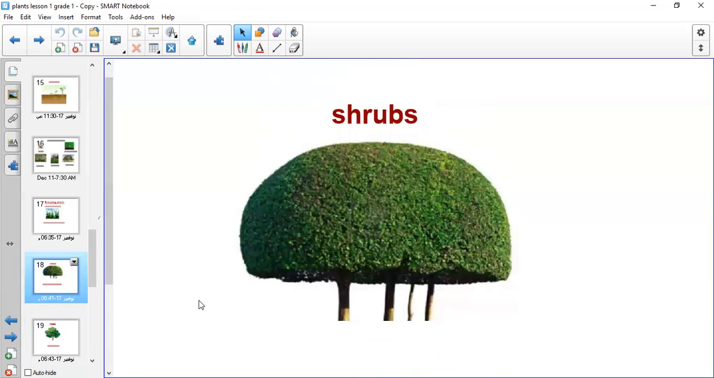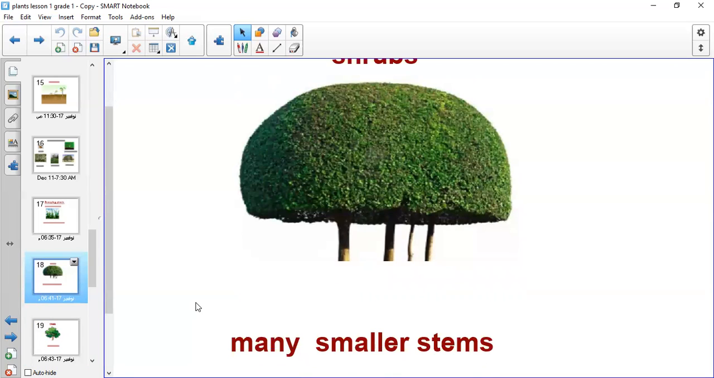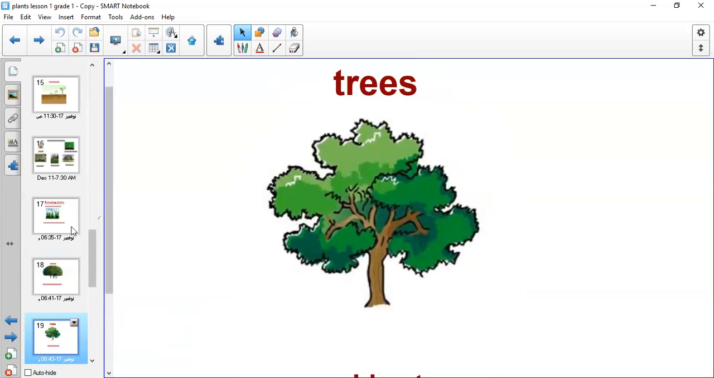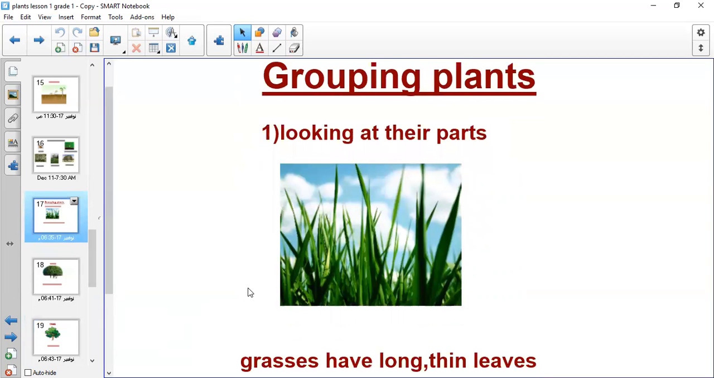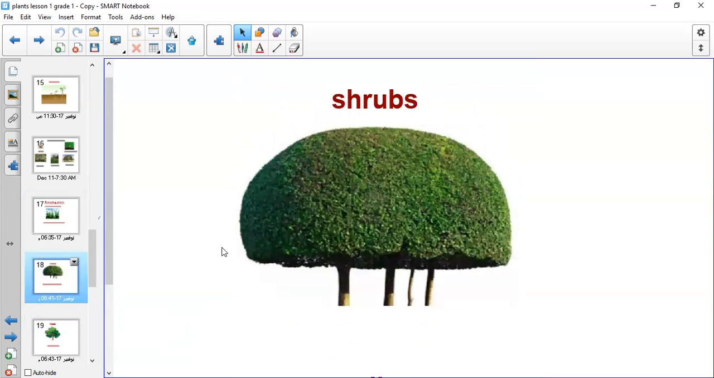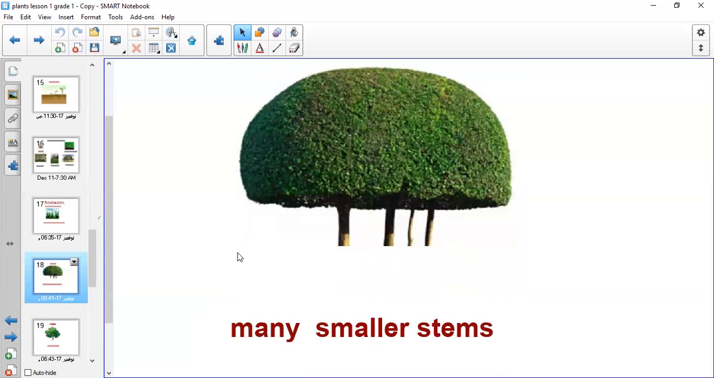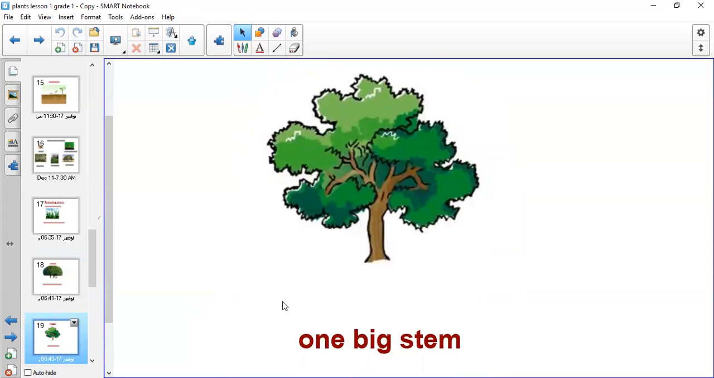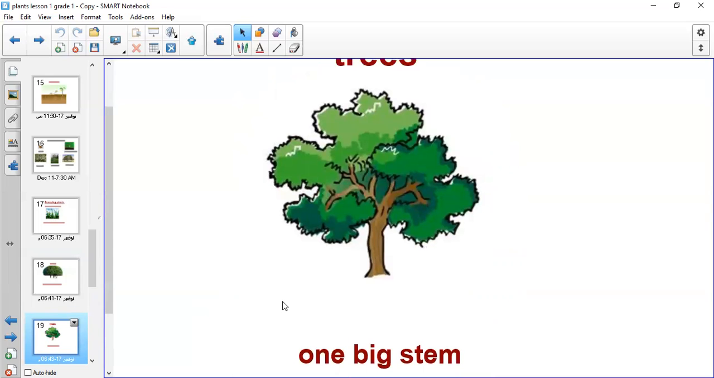So shrub, many smaller stems. Trees have one big stem. Grass has long, thin leaves. Shrub has many smaller stems. Tree has one big stem.